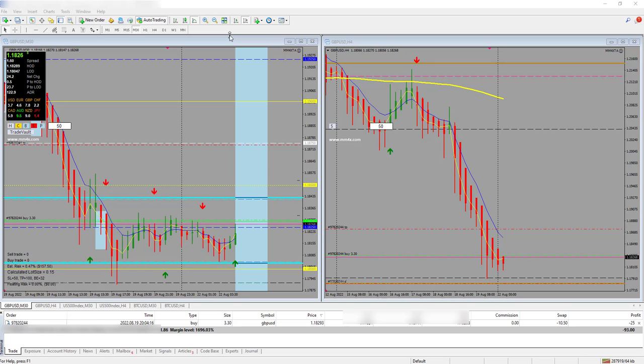New weekly trade analysis forecast for the GBP USD, the US500, and BTC versus the US dollar.